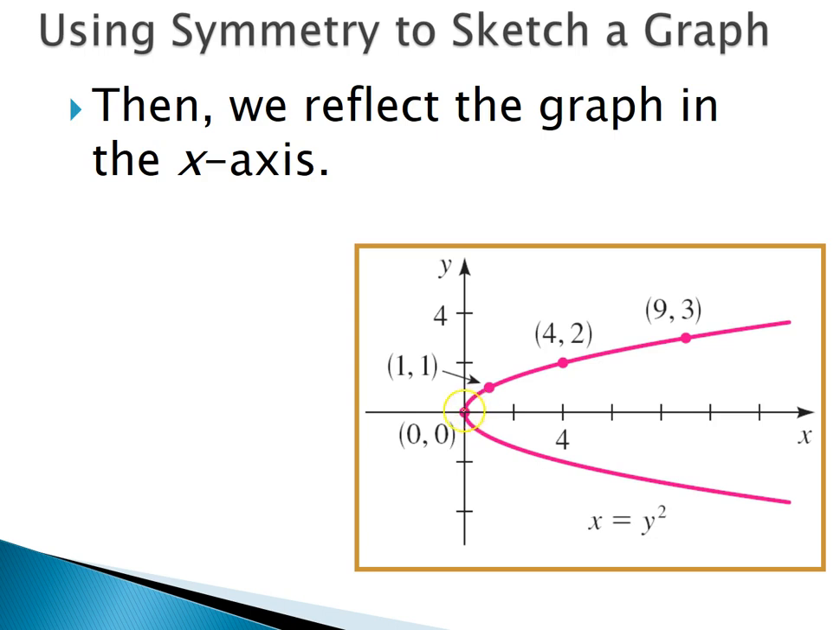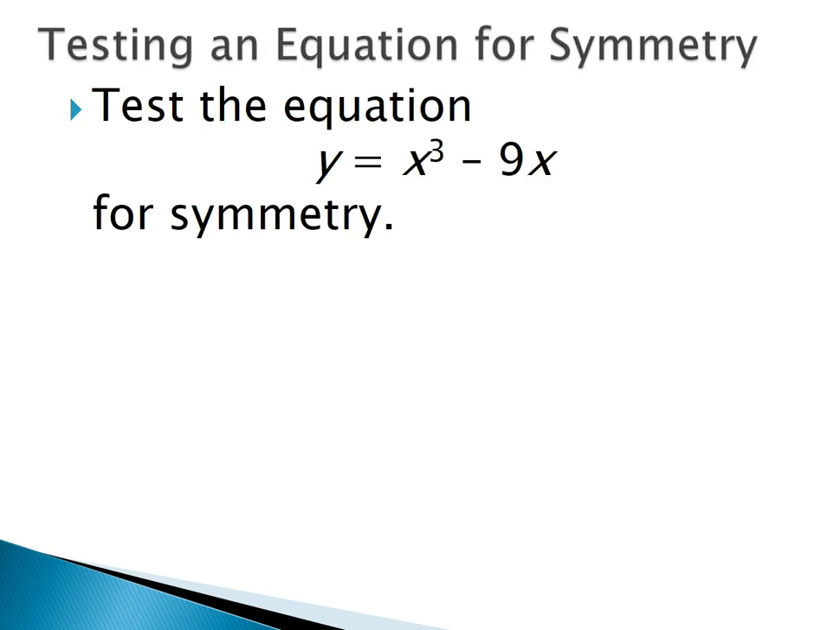Remember, these are the only points that I plotted. I plotted that point, I plotted that one, I plotted that one, and I plotted that one. But I used the fact that it was x-axis symmetric to reflect them over the x-axis. So this point came down here, this point came down here, and this point came down here. And I was able to figure that out without having to actually plot any points. So it saved me a little bit of time.